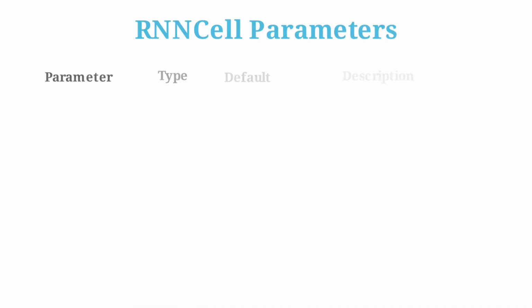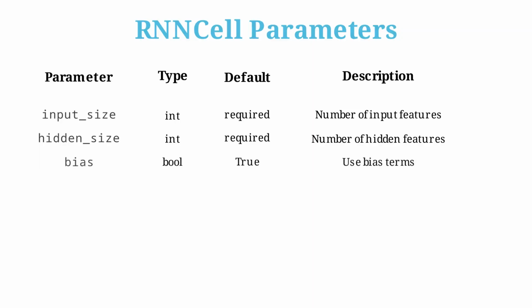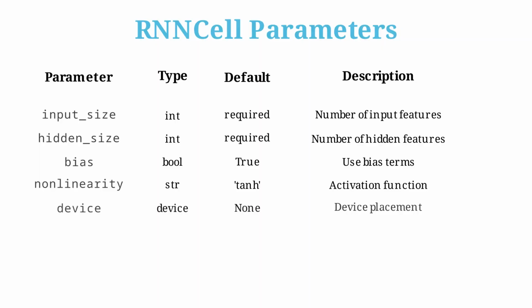Let me show you the complete documentation of RNNCell parameters. We have input_size, which is required and determines the weight_ih dimensions. Hidden_size is also required and determines the output dimension and all weight shapes. The bias parameter defaults to True and adds learnable offsets. The nonlinearity parameter defaults to tanh and controls the output range and gradient flow. We also have device and dtype parameters for placement and precision control.